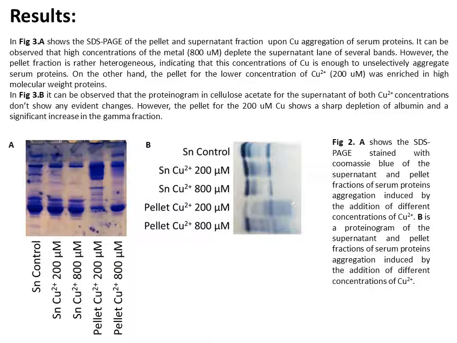In figure 3a, we see the SDS-PAGE of proteins from serum exposed to two different concentrations of copper, 200 micromolar and 800 micromolar. What we observe is that when we go to the lower concentrations of copper ions, the fractions are enriched in high molecular weight proteins.